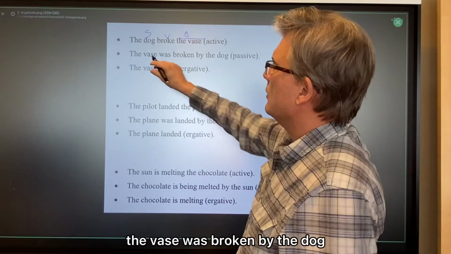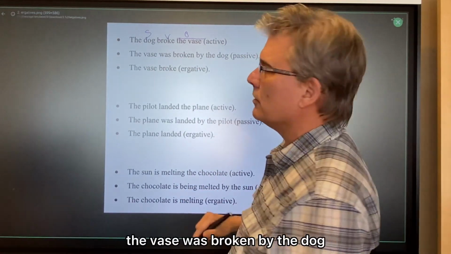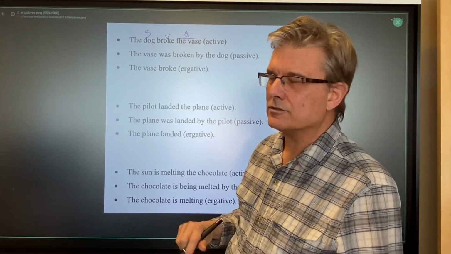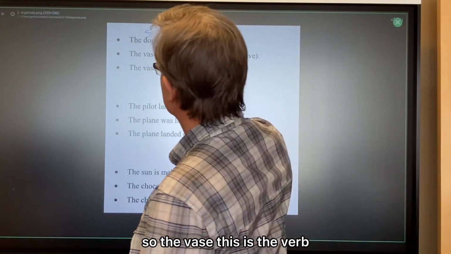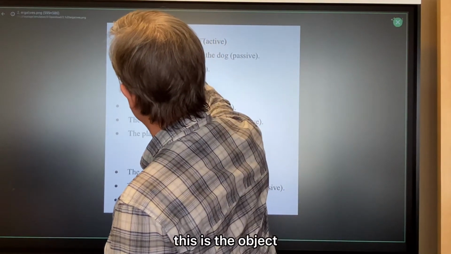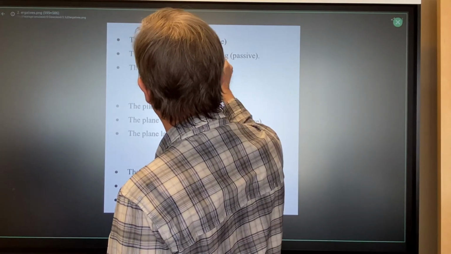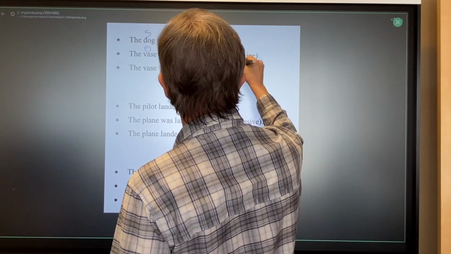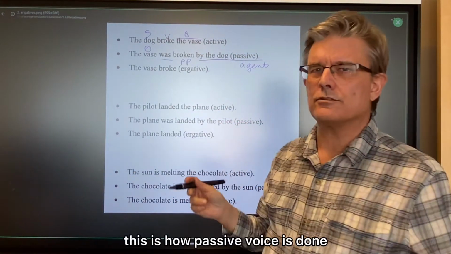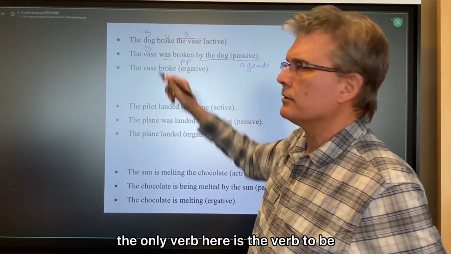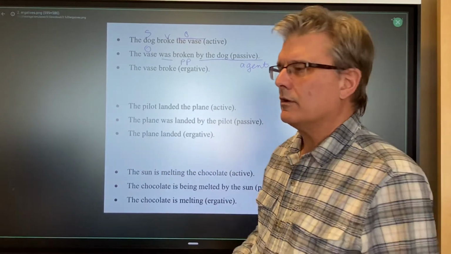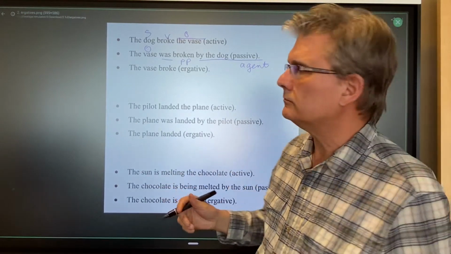Okay. The vase was broken by the dog. Not great English. So the vase is the object, then the verb, the past participle, and this is called the agent. Okay, this is how passive voice is done. The only verb here is the verb to be. But we don't want to use that here.